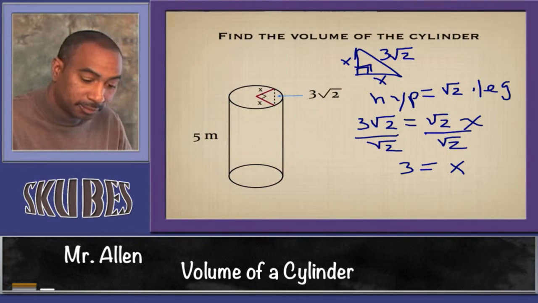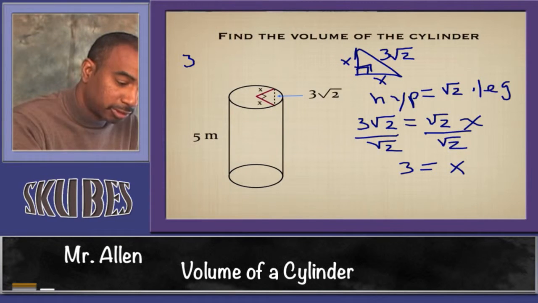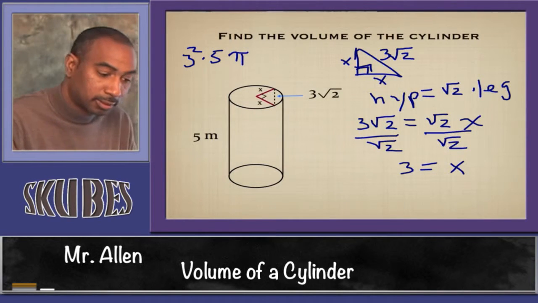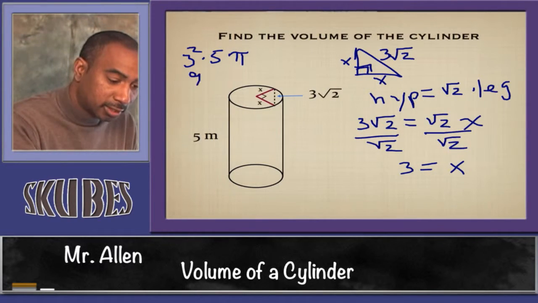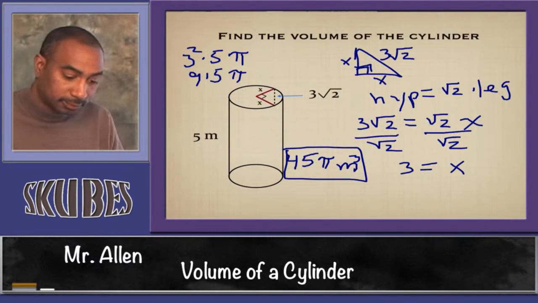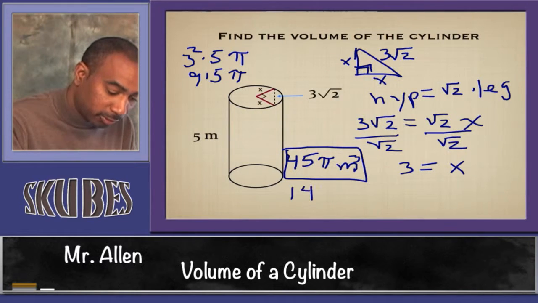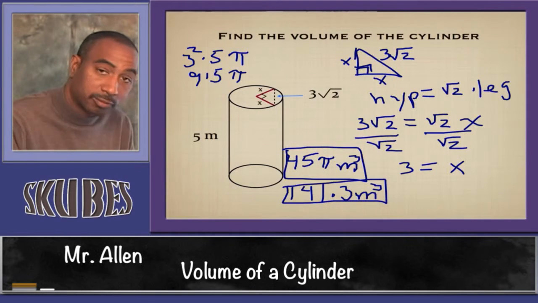All right, once we determine that, we're going to substitute 3 into the formula for the radius. So you got 3 squared times 5 times pi. So you get 9 times 5 times pi. So you're going to wind up with 45 pi cubic meters. That's what that is. If you want an approximation of that, it's going to be roughly 141.3 cubic meters if you substitute 3.14 for pi.